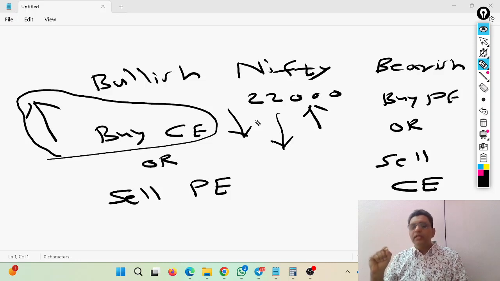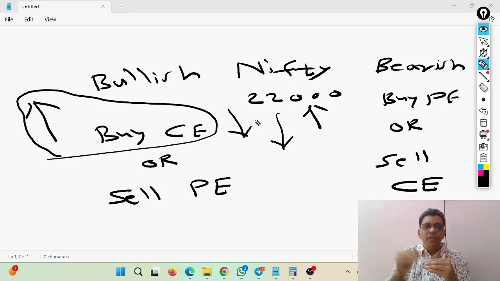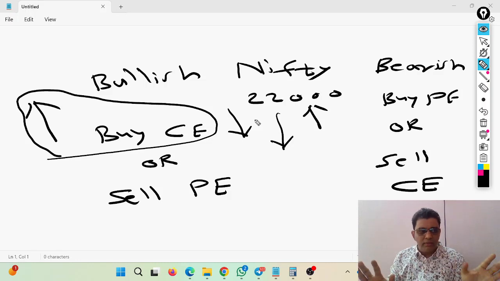See, first of all, option Greeks are a bit complicated subject, if you try to go inside the mathematics of option Greeks. But in order to get profit in the stock market, especially in options trading, understanding the mathematics of option Greeks is not at all required. How option Greeks are calculated is not at all required. What is the formula for option Greeks is not at all required.